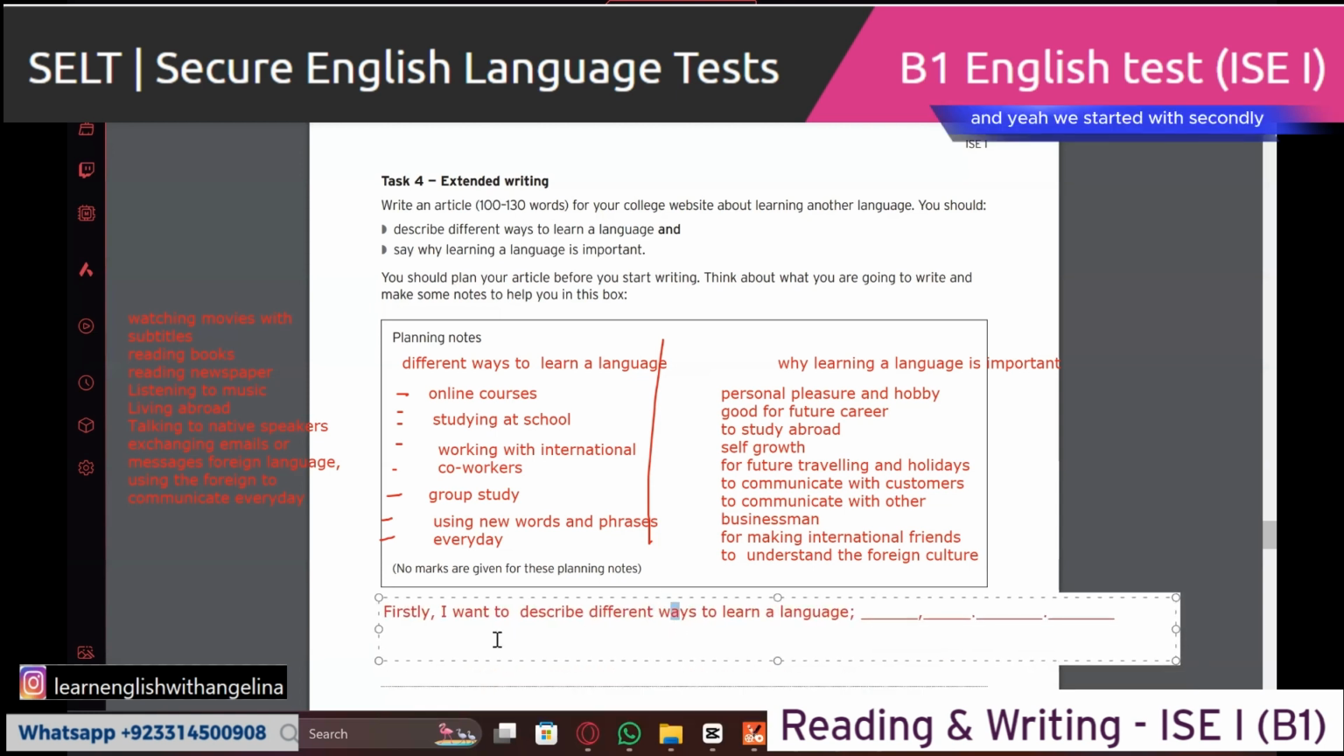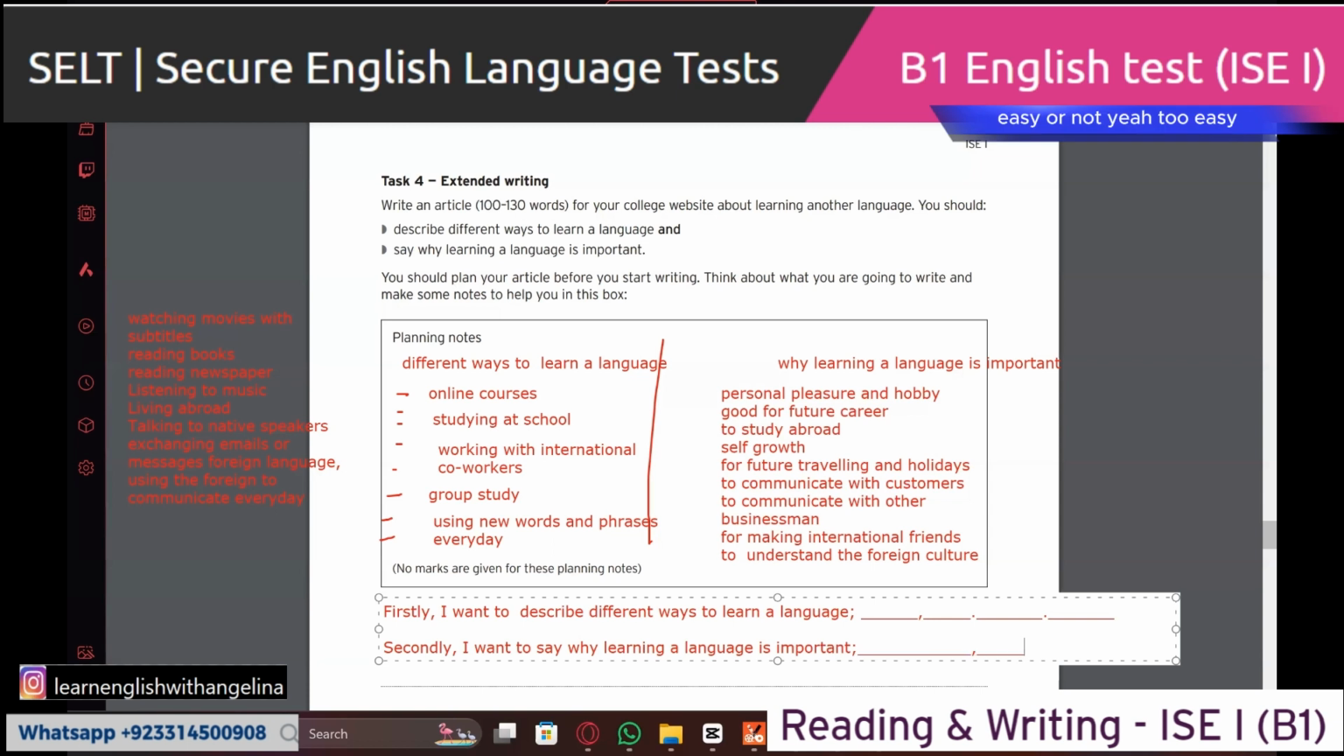Right, we start off with secondly. Secondly, I want to say why learning a language is important. So when you say it, what happens? You put a semicolon and then you put all these things in here: personal pleasure and hobby, comma, good for future career, comma. And I'm sure you can easily get 100 words, because I have written it in a very concise way. When you write it, of course, you will think in your own way.